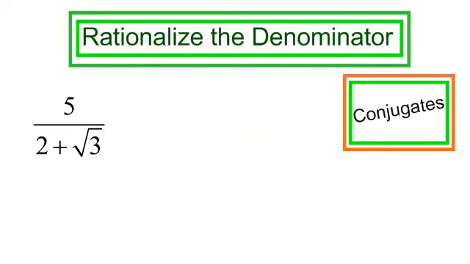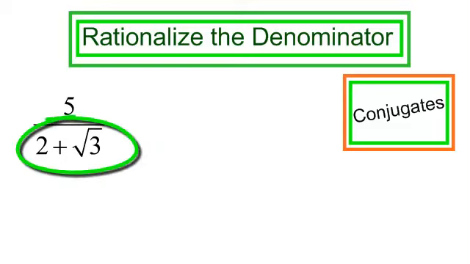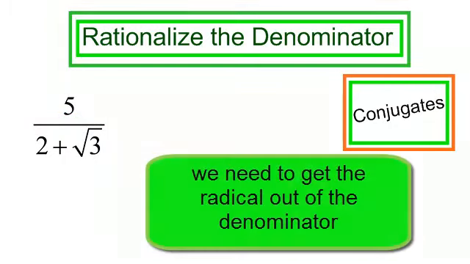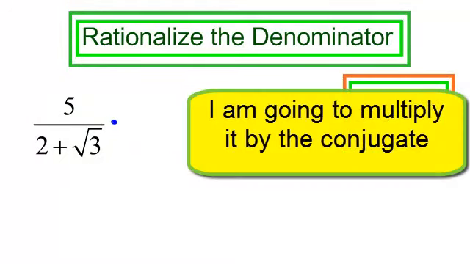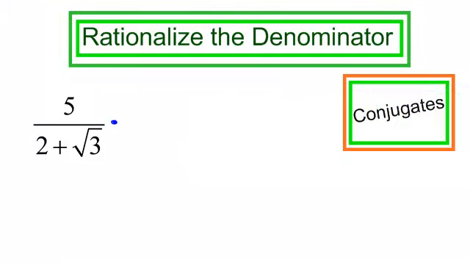So I'm just going to do one problem here. I know you can't believe that. So to rationalize this denominator, I have 5 over 2 plus radical 3. I cannot simply multiply it by radical 3 over radical 3. We have learned that that does not work. So I'm going to multiply it by the conjugate. What is the conjugate of 2 plus radical 3? It is 2 minus radical 3.